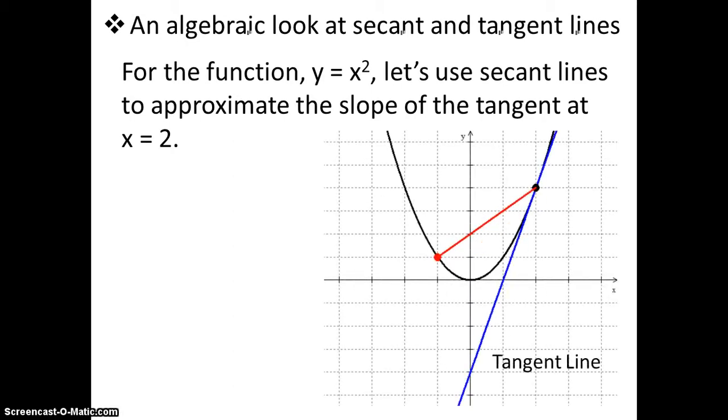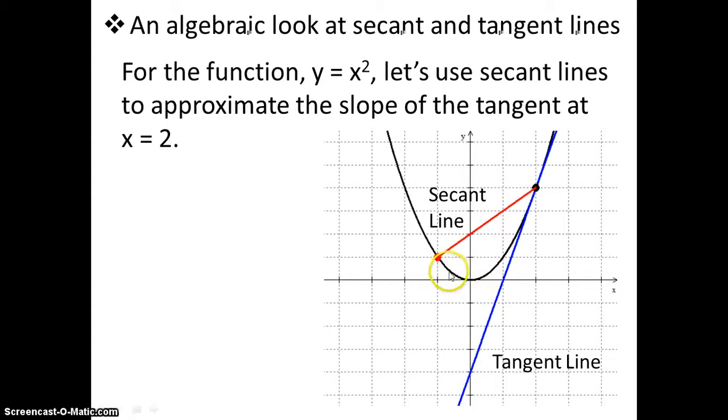So here's my parabola, here's my y equals x squared, my quadratic parent function. Again, I take a look at my secant line here in red, and then I've constructed a tangent line here in blue. My secant line contains 2 points on the curve, and again it doesn't take a Rhodes Scholar to see that the slope of this red line and the slope of this blue line are not the same. So where do I go from here?